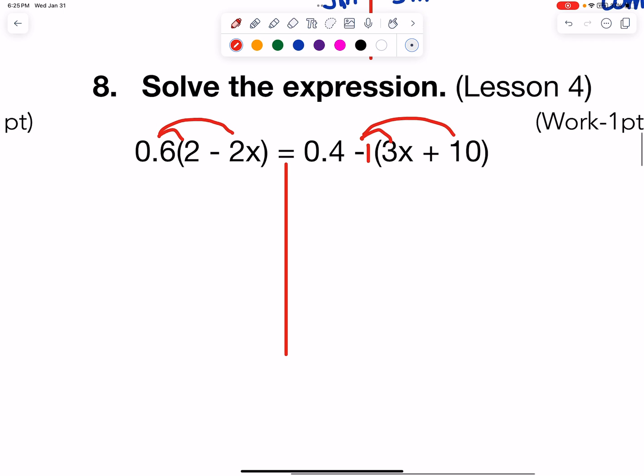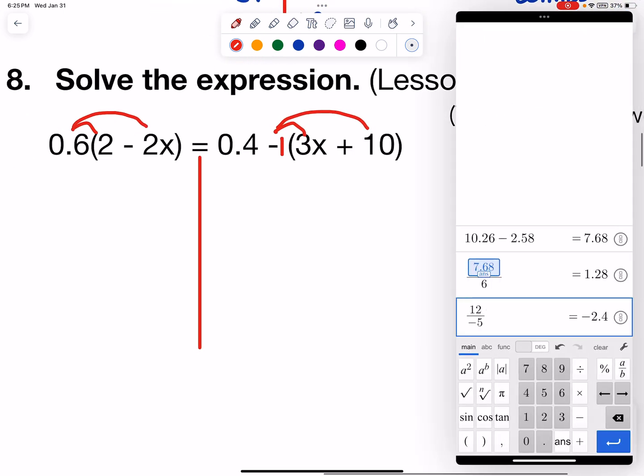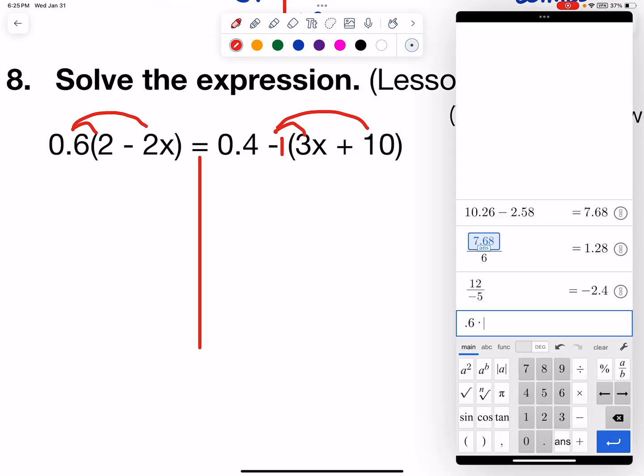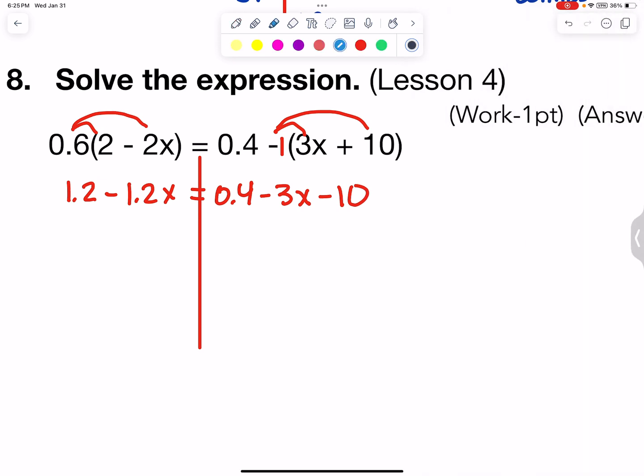And so we have 0.6. So 0.6 times 2 is 1.2. And then minus, actually, we already know that that's 1.2 also, 1.2x. That was easy. And then we have 0.4. And then distributing the negative, we now have a -3x and a -10. Okay, let's go ahead and combine like terms.